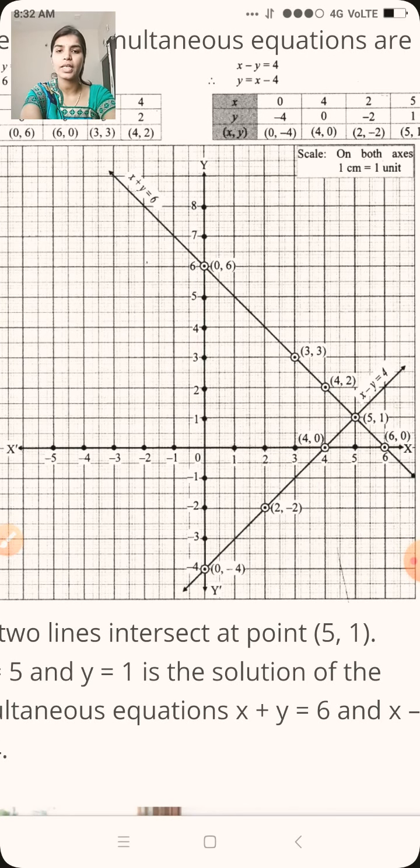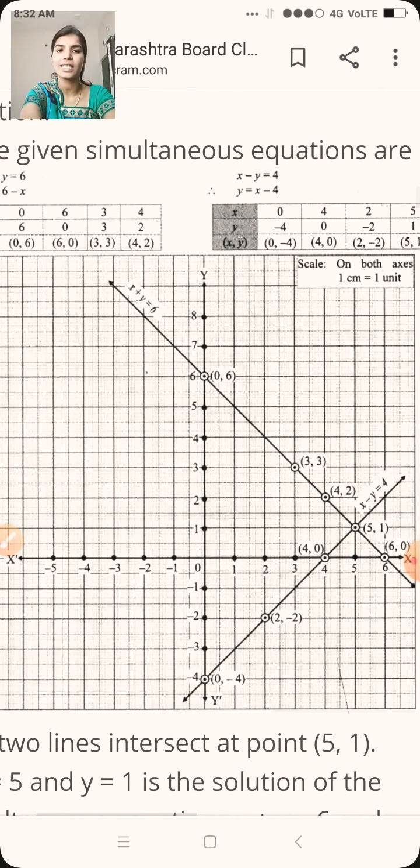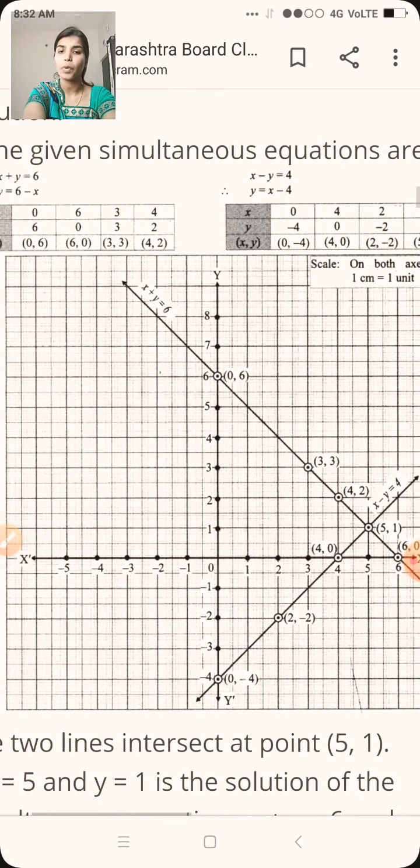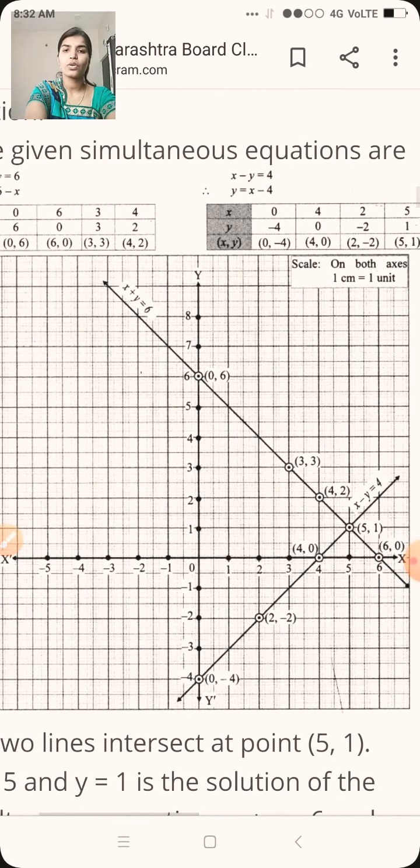Again one thing is remaining here. You want to write down the scale on the axis. It is very important. So scale on the both axes is 1 centimeter is equals to 1 unit. And you also write down the name of the axis properly. Okay, so in this manner you want to solve the remaining questions of that exercise.